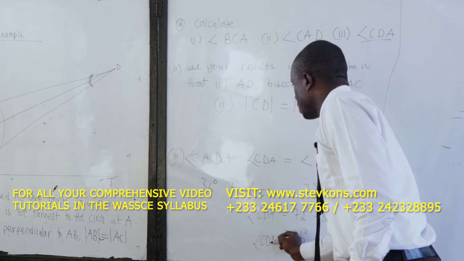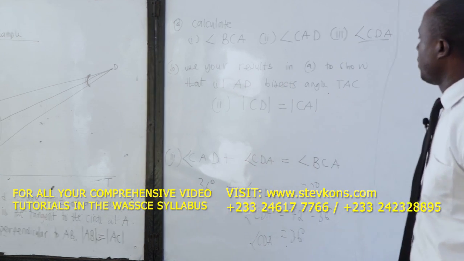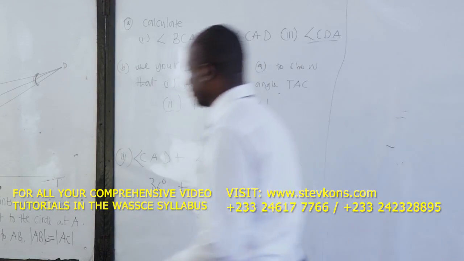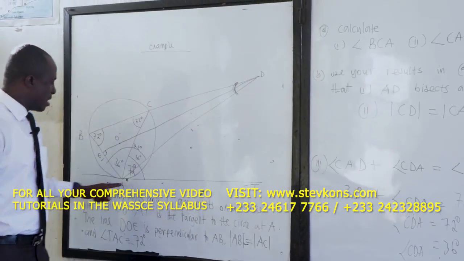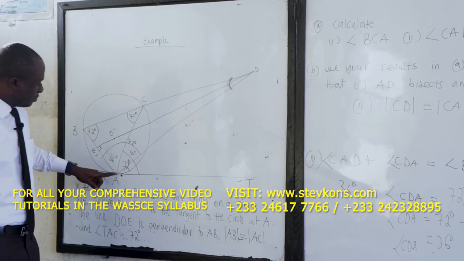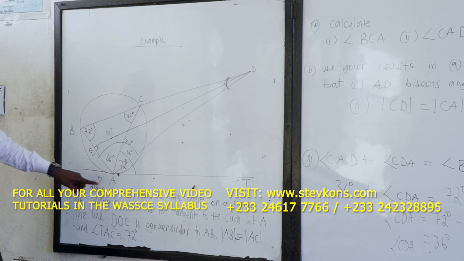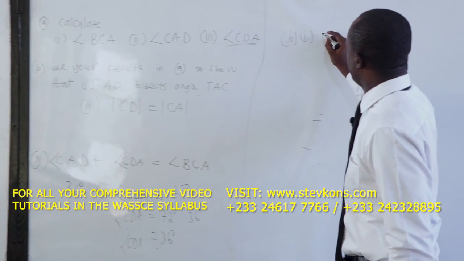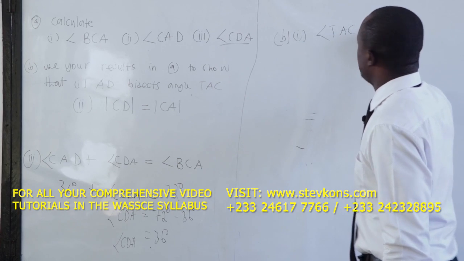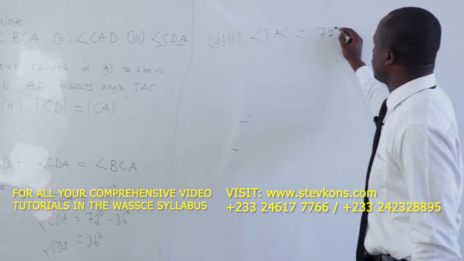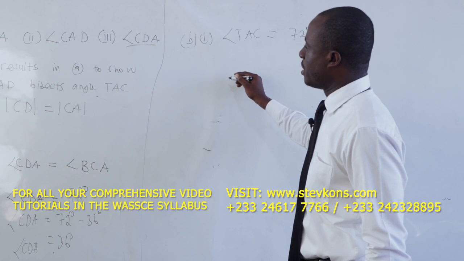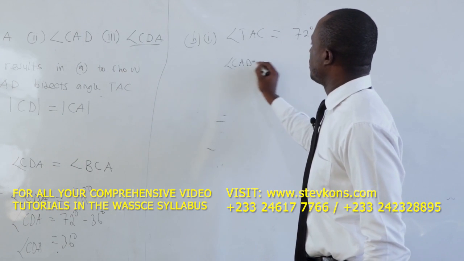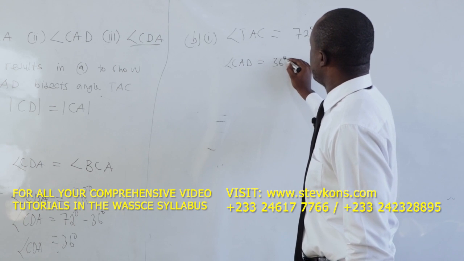That is angle CDA. Now let's see part B. B is saying to use your result in A to show that AD bisects angle TAC. We want to show that AD bisects angle TAC. Now, clearly, what do we know? We know TAC is 72 degrees. And then we know that angle CAD is equal to 36 degrees.